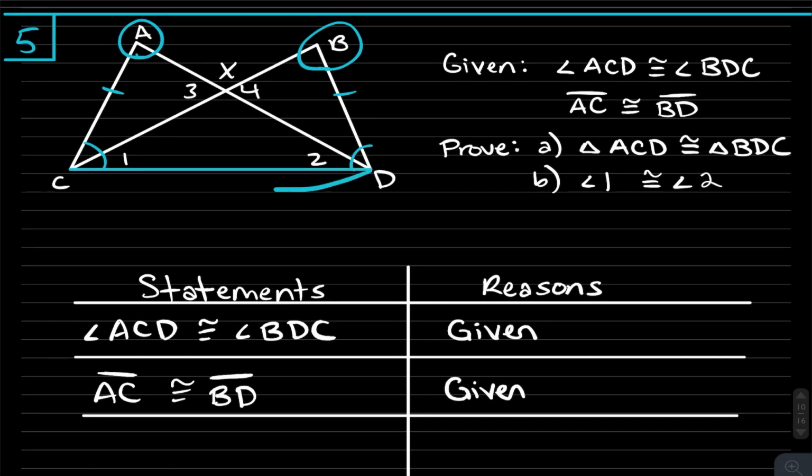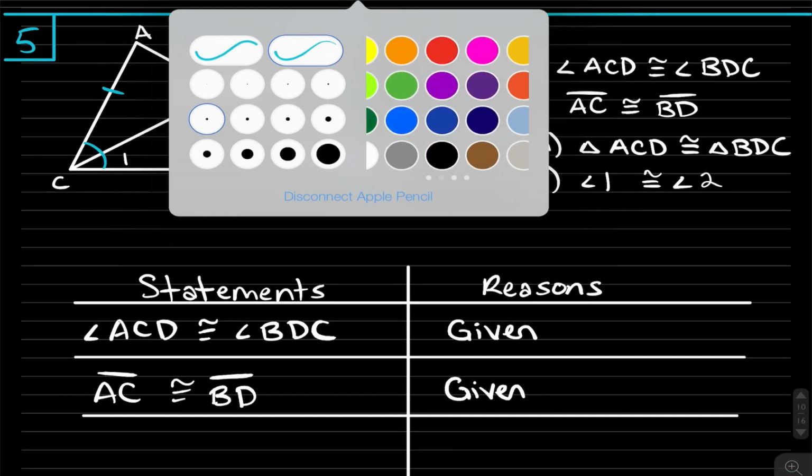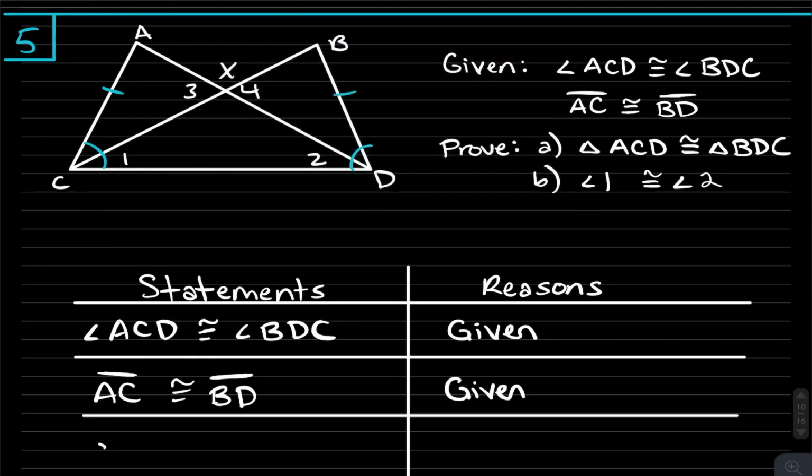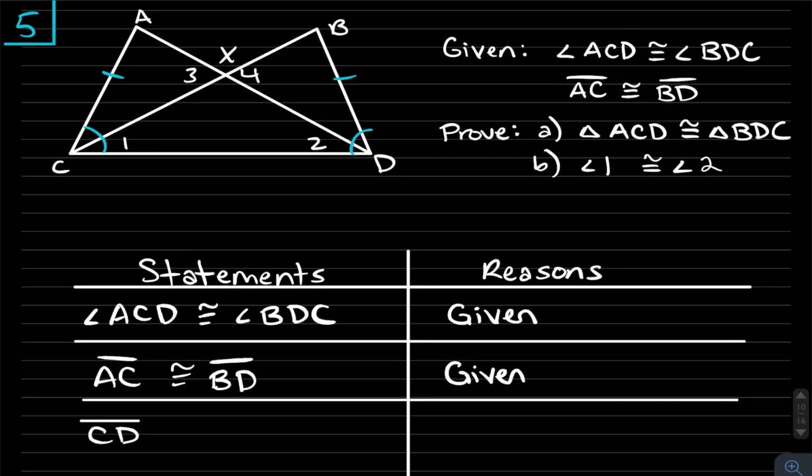Well, this side is shared by both triangles, and so we know that it's congruent to itself by the reflexive property. That would be a lot easier to do than trying to prove that angle A and angle B are congruent, because I'm not even sure how we would do that right now. So segment CD is congruent to itself by the reflexive property.